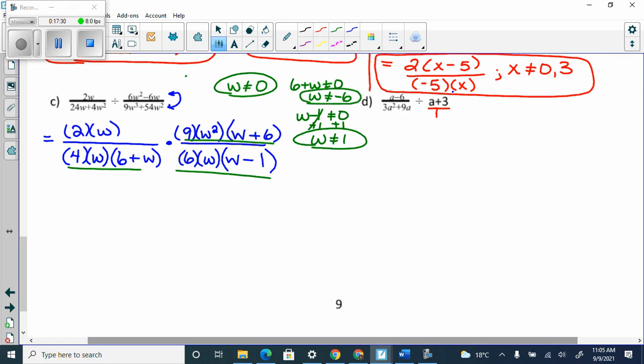Okay, what can I do next? First, draw the line. Because it's multiplication, I can draw a whole line. Then I can start simplifying.